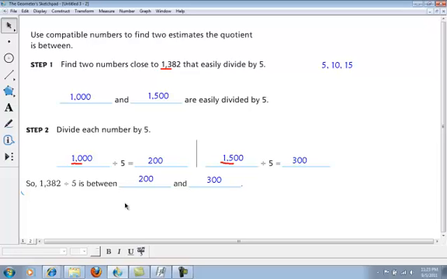Now it's your turn to try some of these practice problems doing estimating with compatible numbers.